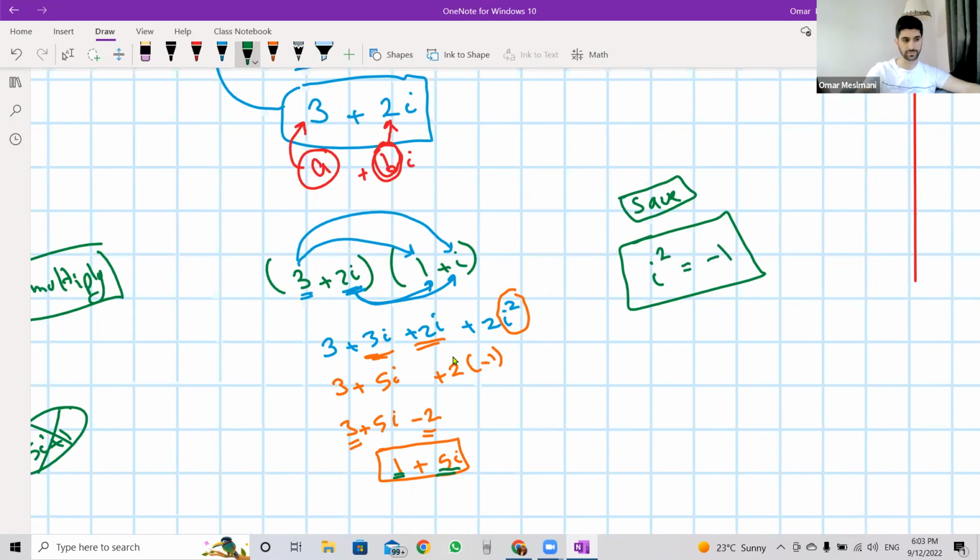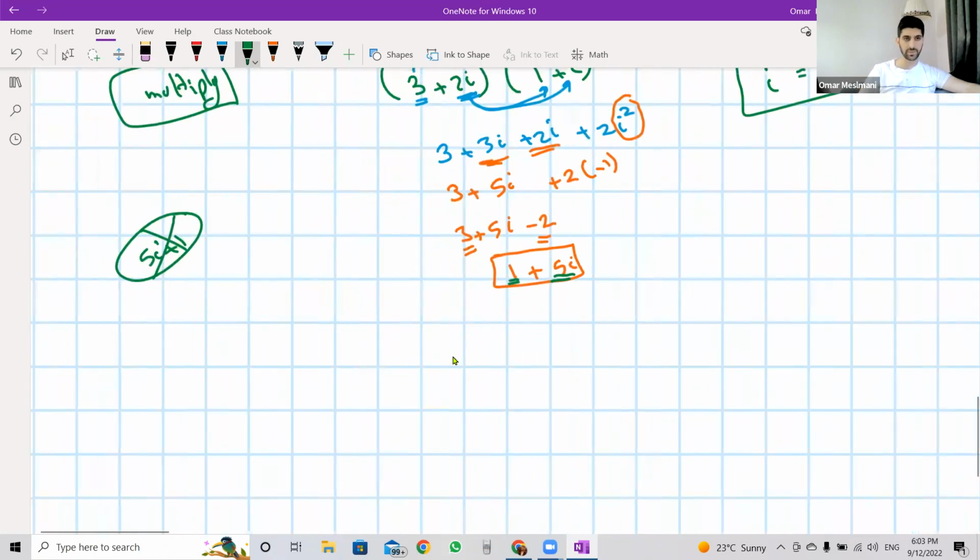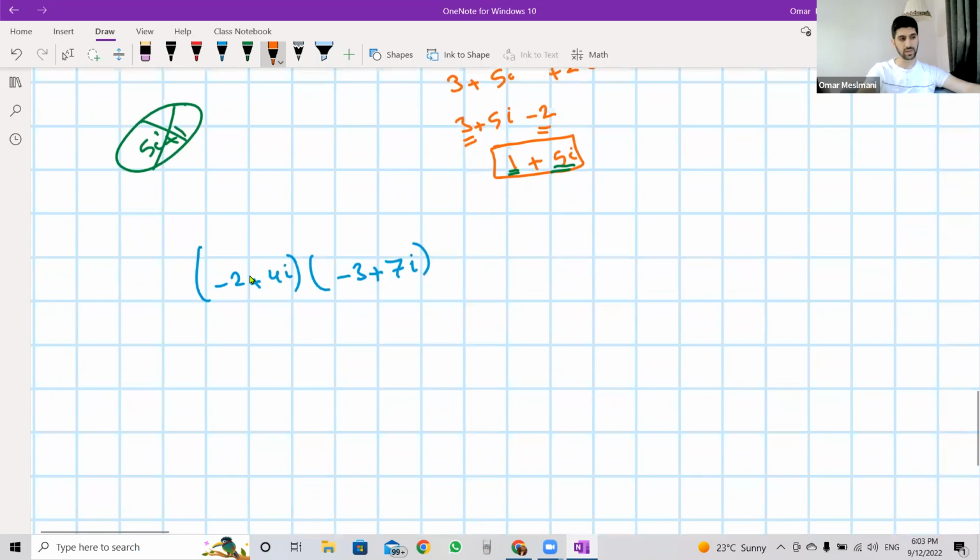Okay, one more time. Let's say that I have -2 plus 4i, and I'm gonna multiply it by -3 plus 7i. Let's try to do it together. I'm gonna take the -2 and multiply it by -3. What is the answer? It's positive 6. -2 times 7i is -14i. And now I'm going to take the 4i.